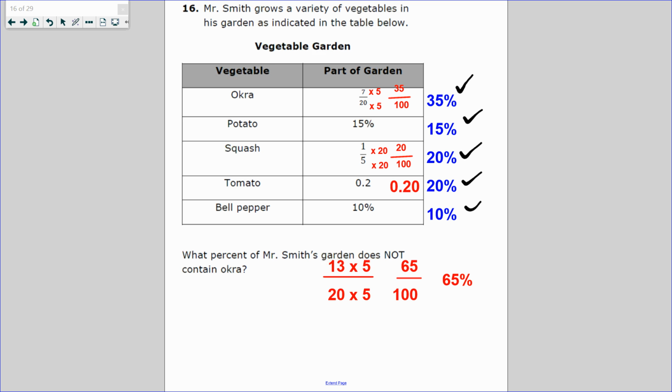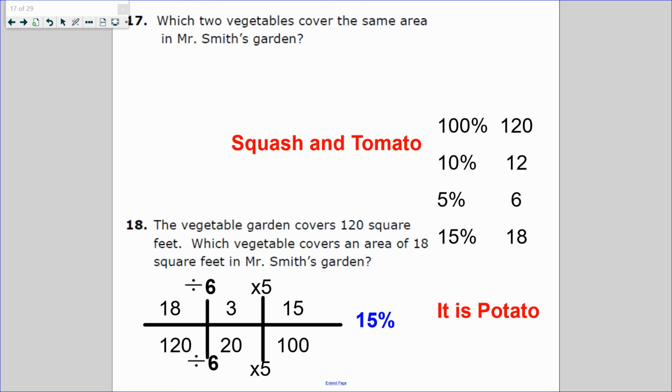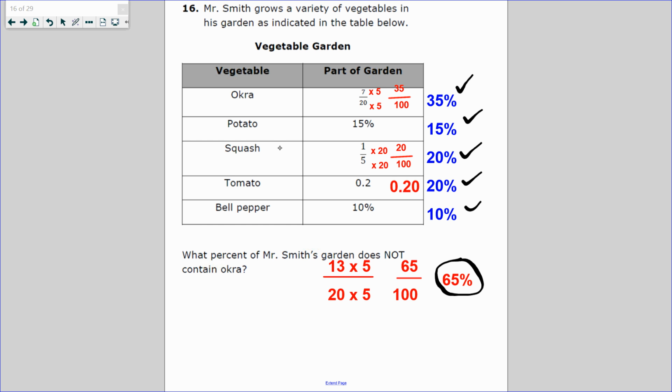So here's the first question. What percent of the garden does not contain okra? If I add 15 plus 20 plus 20 plus 10, 65% are not okra. Or 100 minus 35 is 65%. Which 2 vegetables cover the same? The 2 that are the same number are squash and tomato, both at 20%.